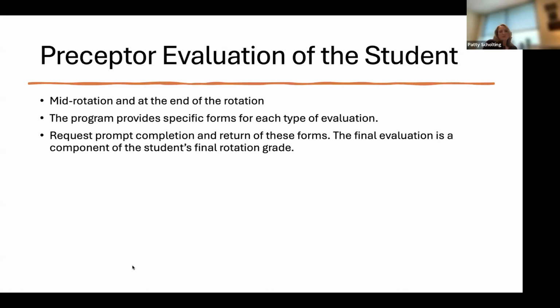Preceptor evaluation of the student. You will see two elements of evaluation, one being a mid-rotation evaluation, and then one at the end of the rotation. The program will provide specific forms for each evaluation. Those will be sent to you electronically through eValue, which is our clinical database, and you can fill those out online and send them back to us. We do request prompt completion and return of these forms. The final evaluation is a component of the student's final grade, and I think it's important that they get that back in a timely manner.